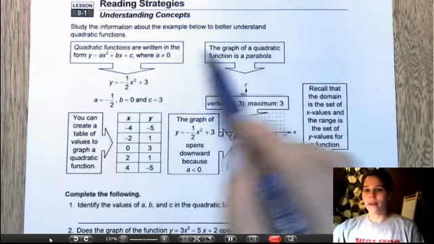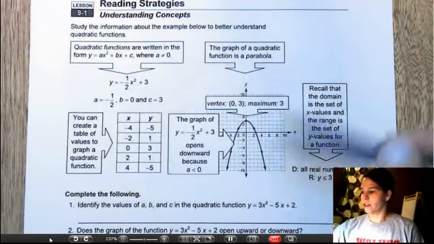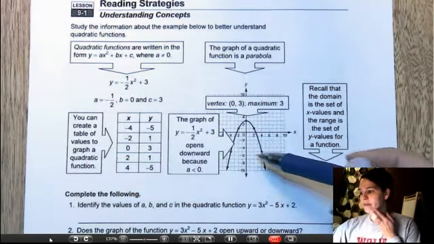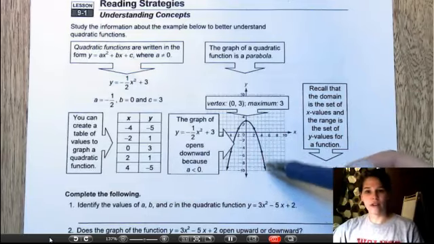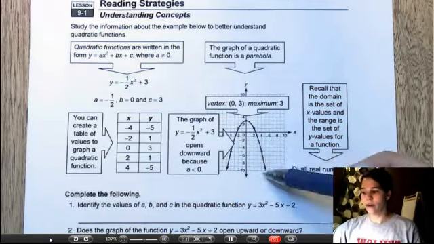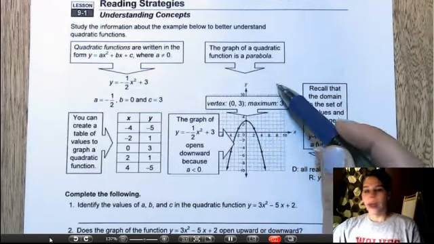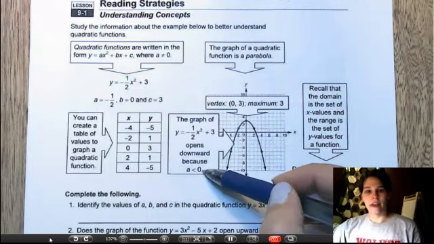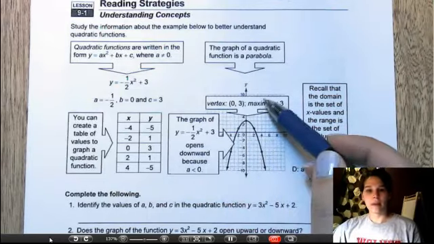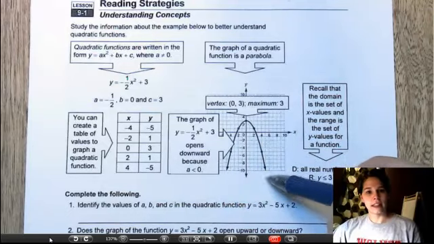Okay? The graph of a quadratic function is what we call a parabola. Okay, it's like a skinny U shape. They can either face downward or upward, and it all depends on your a value. If a is greater than 0, it faces up. If it's less than 0, it faces down.